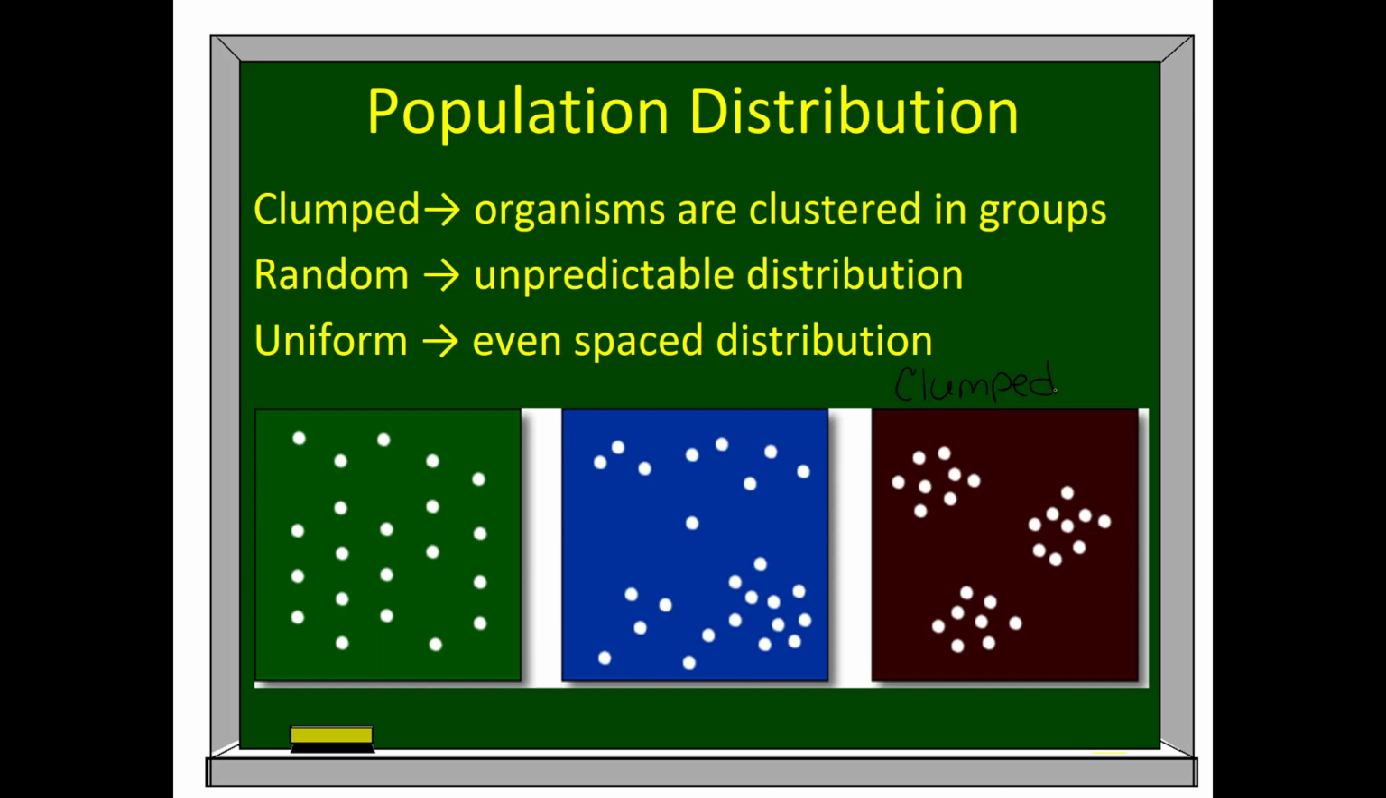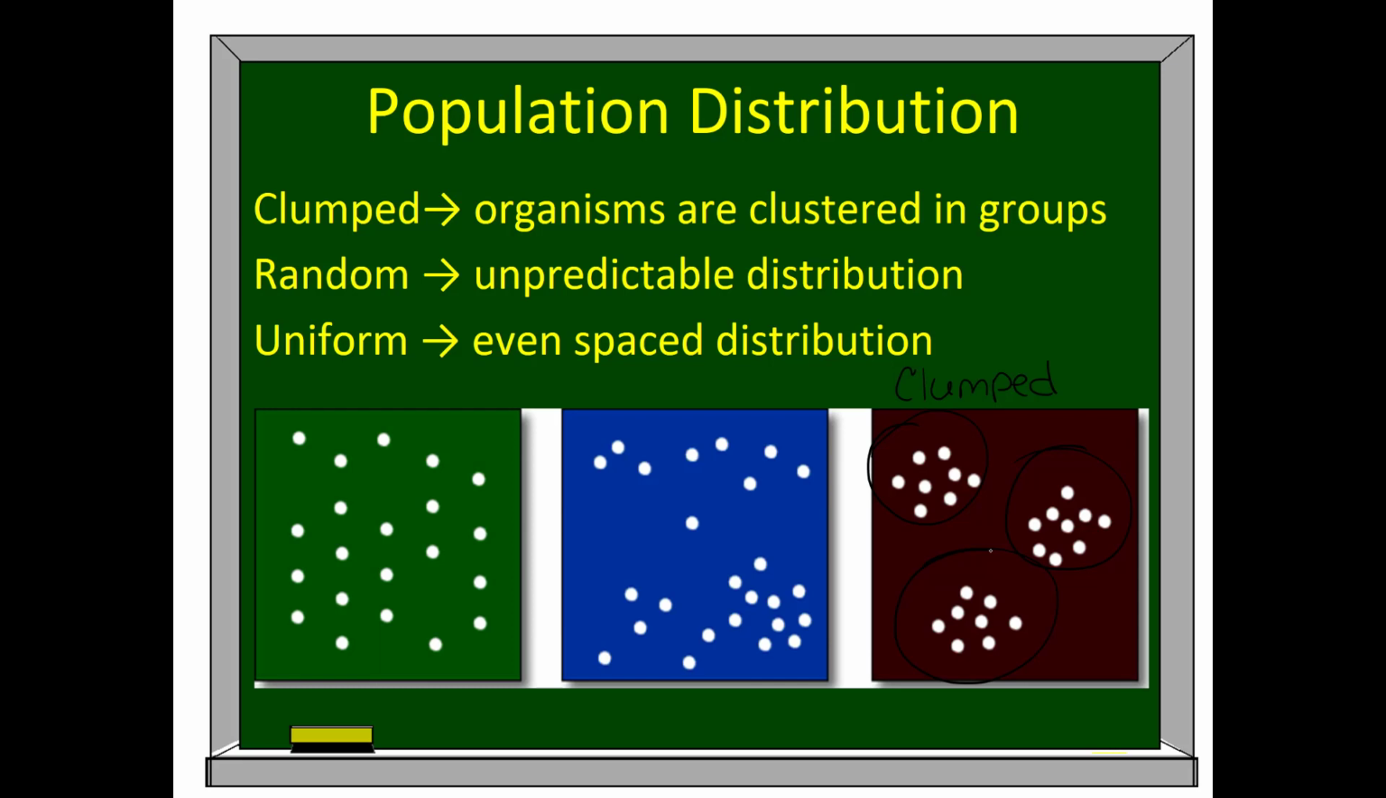Okay, and a perfect example of that would be, again, like a pack of wolves that hunt together. So you might have a pack here, a pack here, and a pack here within that geographic range where they are hunting. Then we can look at random or unpredictable distribution.